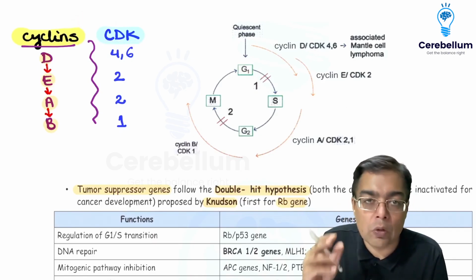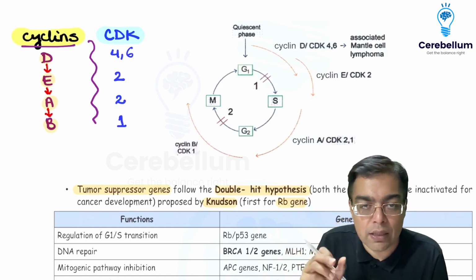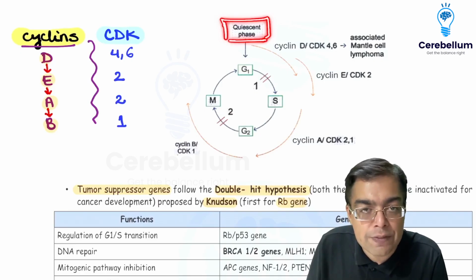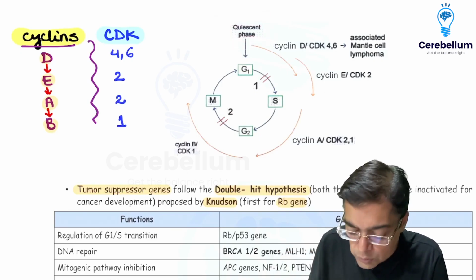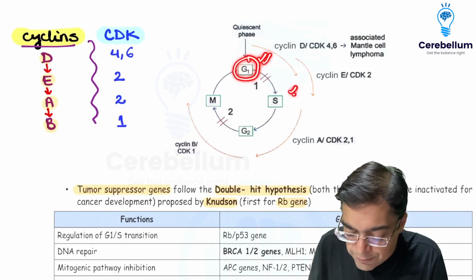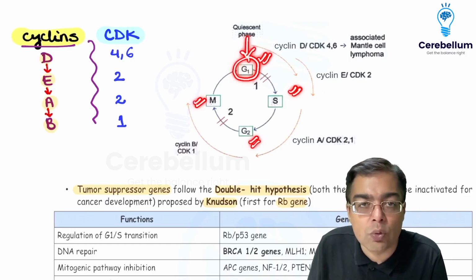We are aware from our knowledge of the different phases of the cell cycle that a cell which is present in a resting phase is said to be present in a quiescent phase. Then it is stimulated to enter into the replicative phase where it is going to enter the G1 phase, then S phase, G2 phase, and then M phase. So what is going to be pushing the cell from a resting phase into the active phase? That is going to be cyclins.